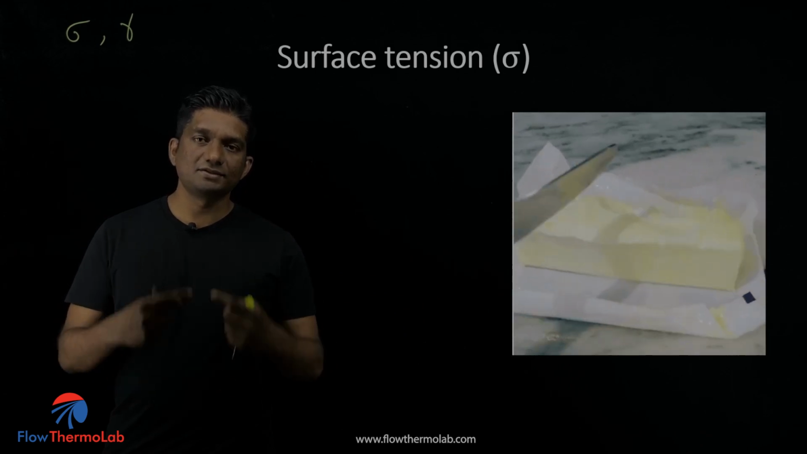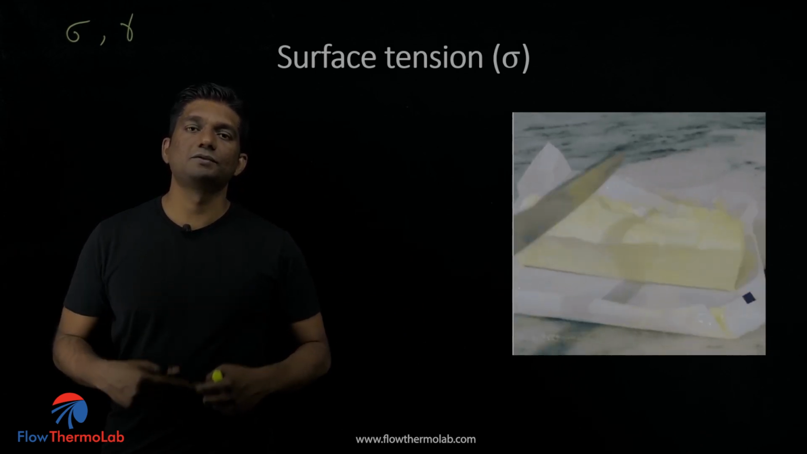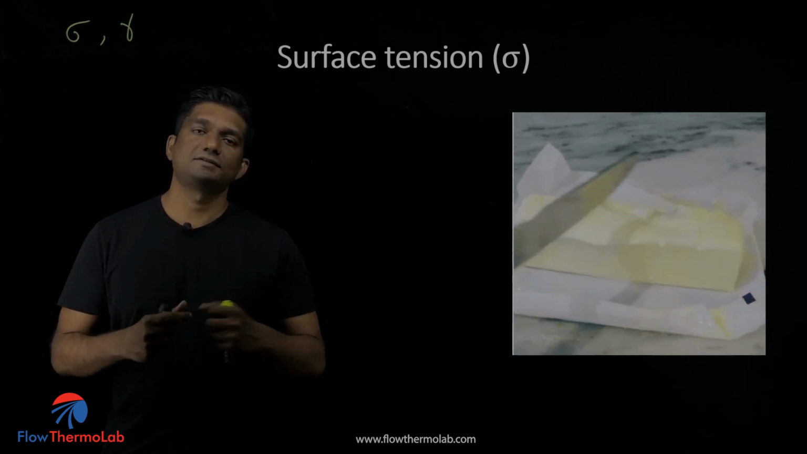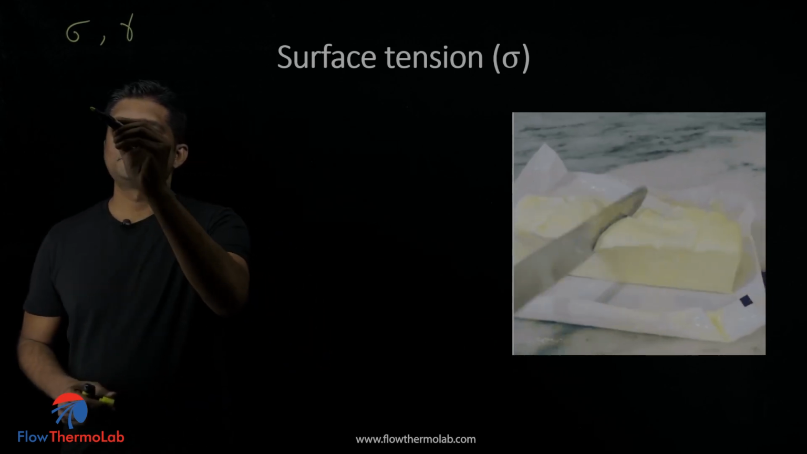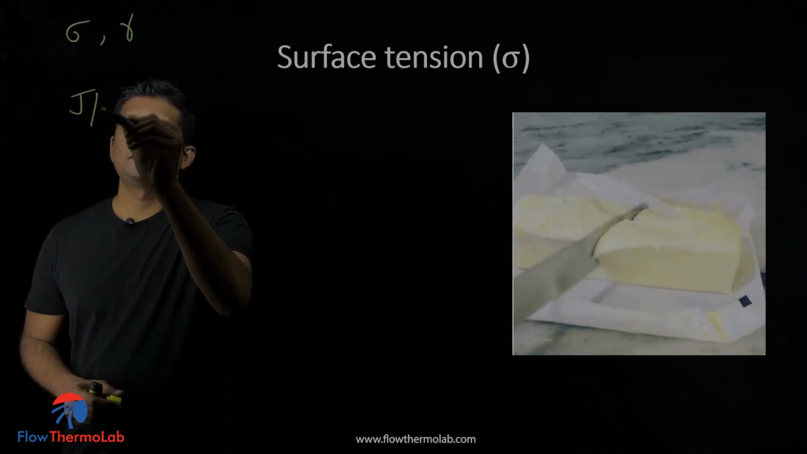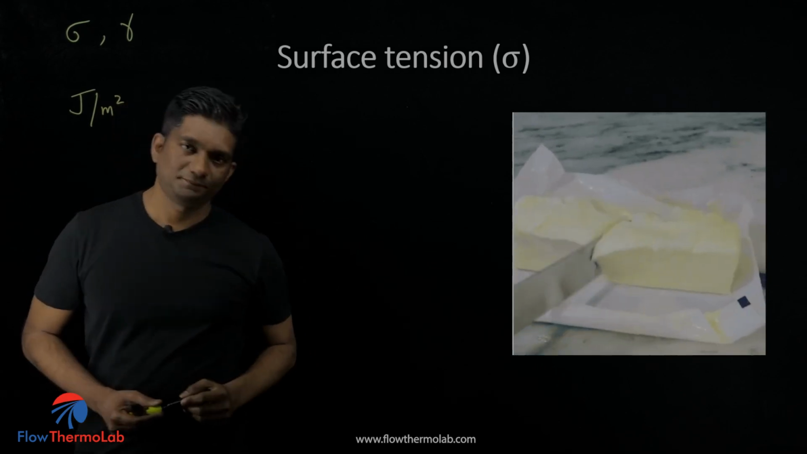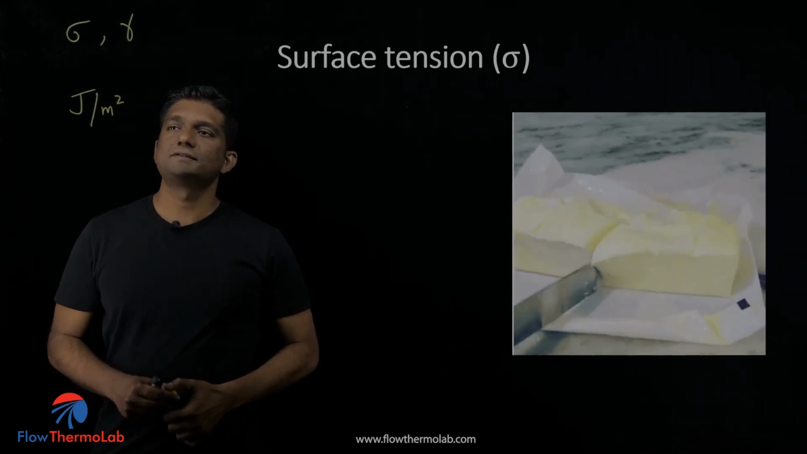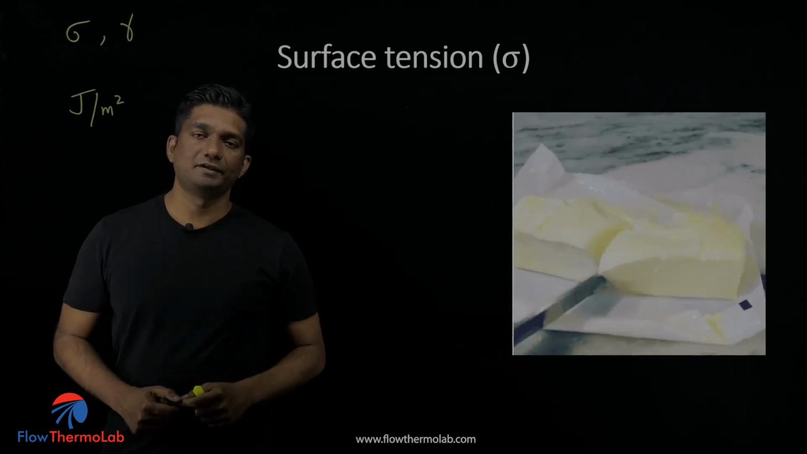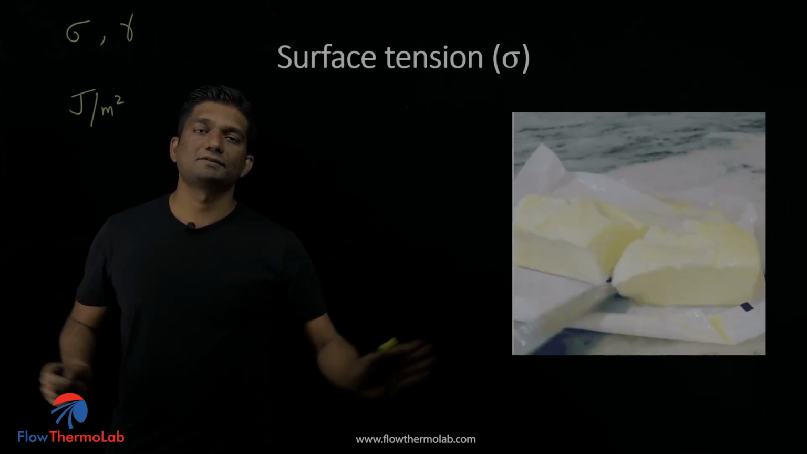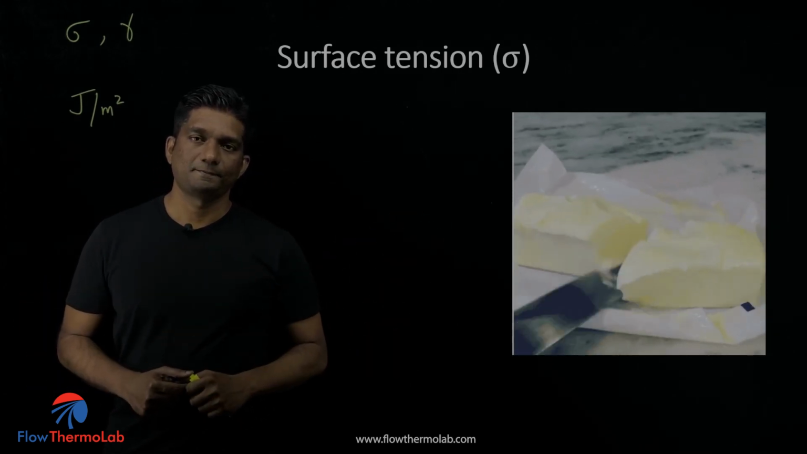This energy which you spend to create this surface is called the surface tension from an energy point of view. So it has the unit joule per meter square. That means if it is 1 joule per meter square, it requires 1 joule of energy to create 1 meter square of this surface.